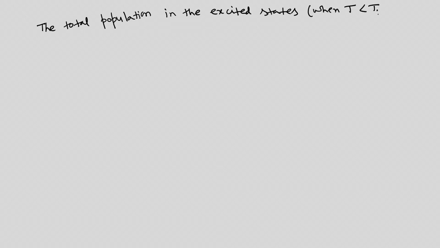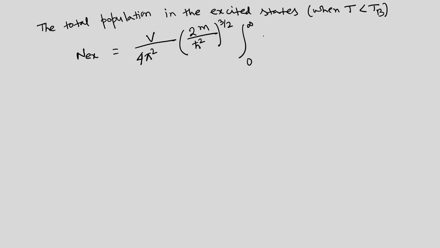Okay. Now, the total population in the excited state when T is less than T_B, if we call the population n_ex, is V by 4 pi square times 2m by h cross to the 2, whole to the 3 by 2, and integral 0 to infinity root over epsilon d epsilon by e to the epsilon by k_B T minus 1. And suppose this is our equation number 18.